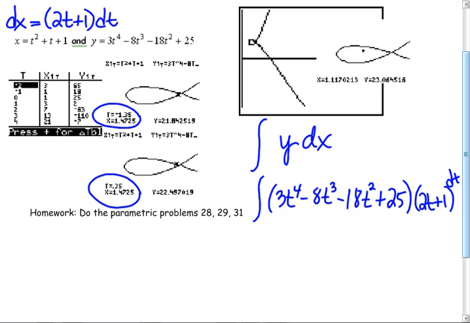And we're going to integrate on the t's from where to where? Negative 1.35 to 0.35. So that's what we're going to do. We're going to do it on our home screen, though.